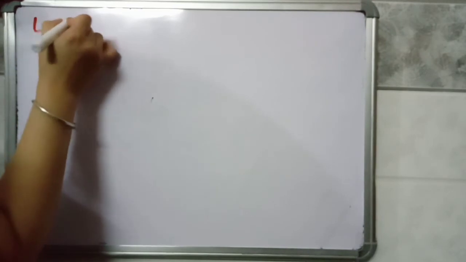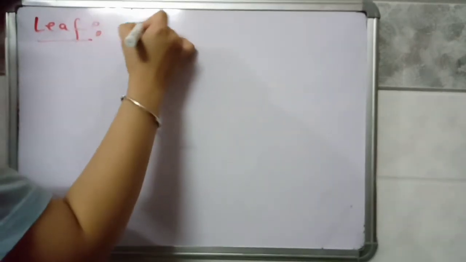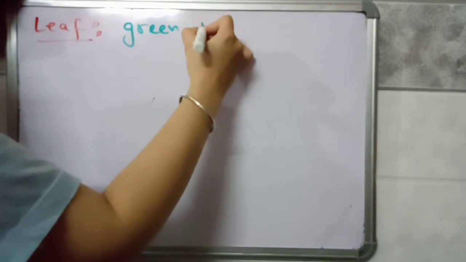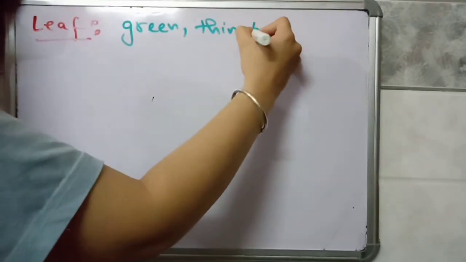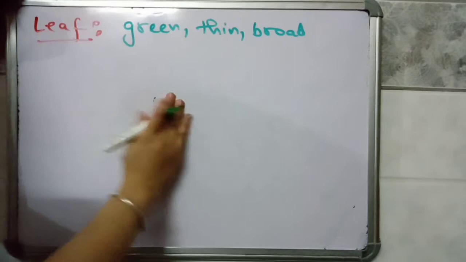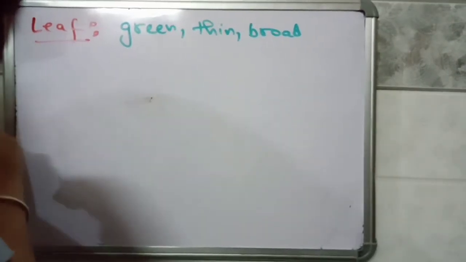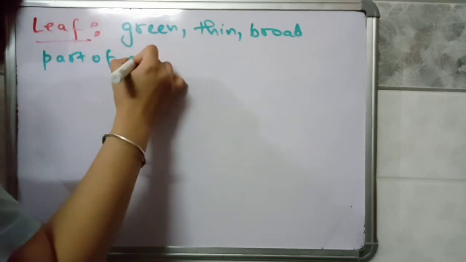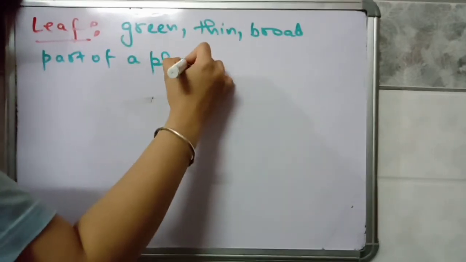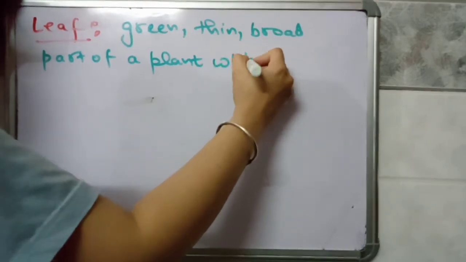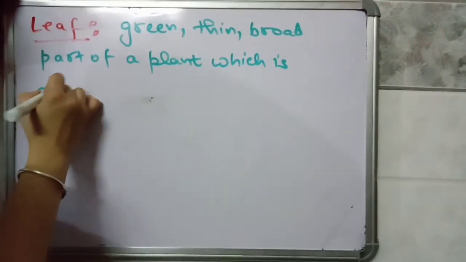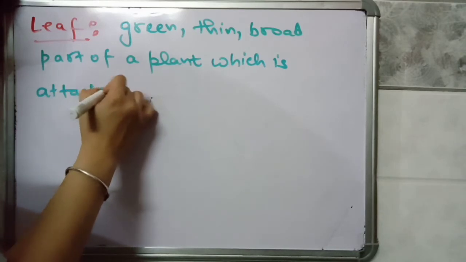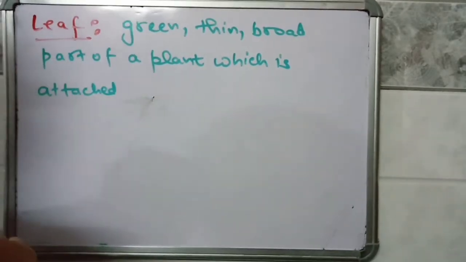Students, a leaf is a green, thin, broad part of a plant which is attached to the stem. The part of a plant which is attached to a stem.